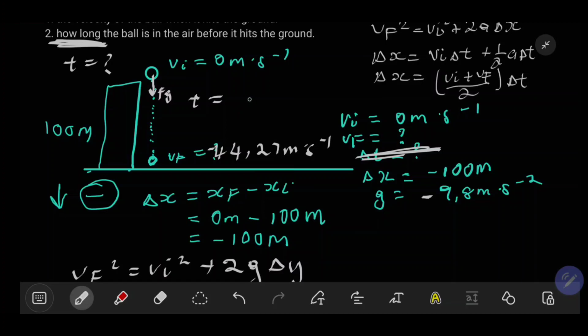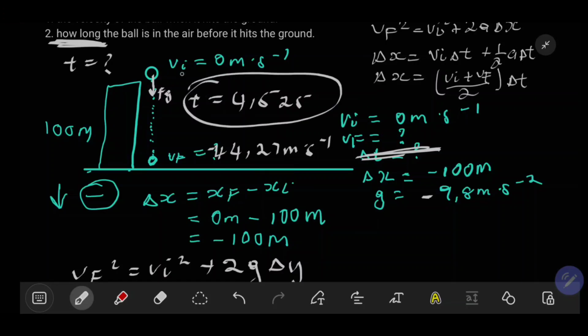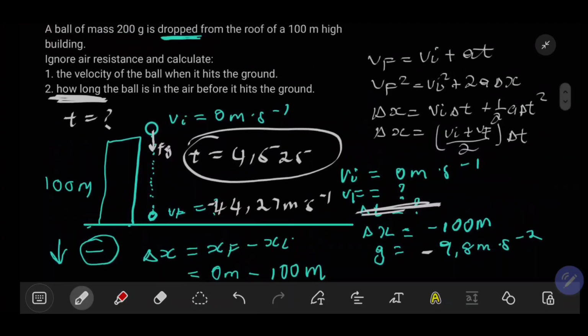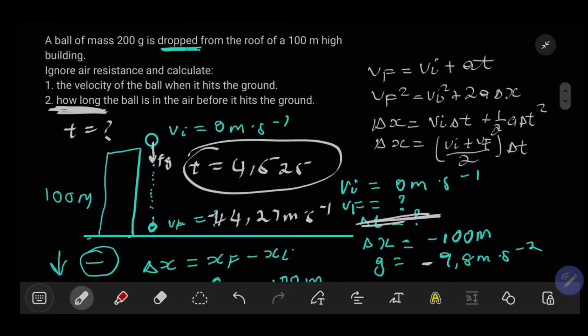So our time that we got here is 4.52 seconds. So it took the ball this time in the air before it could hit the ground. So we are done with this question. I hope it makes sense, even if it doesn't make sense, but let it make sense a little bit.